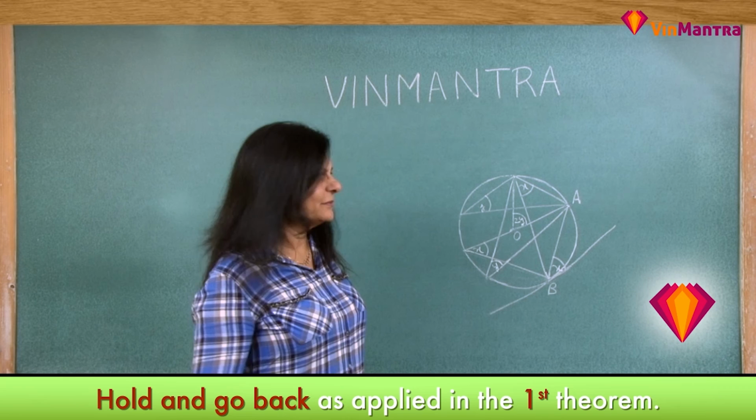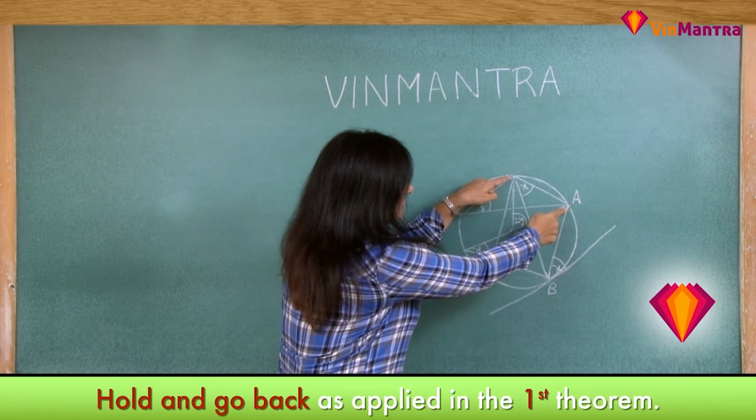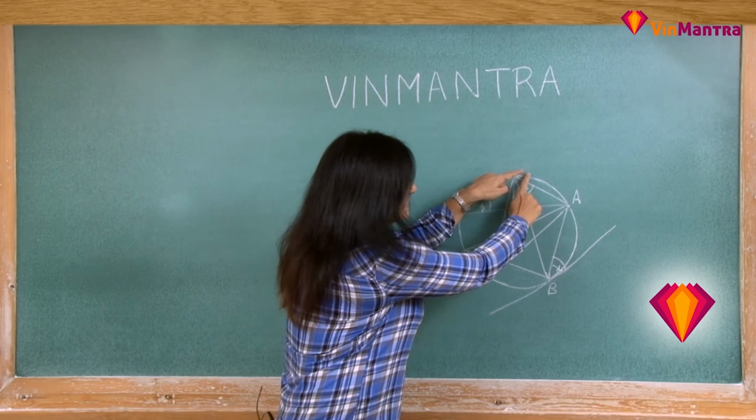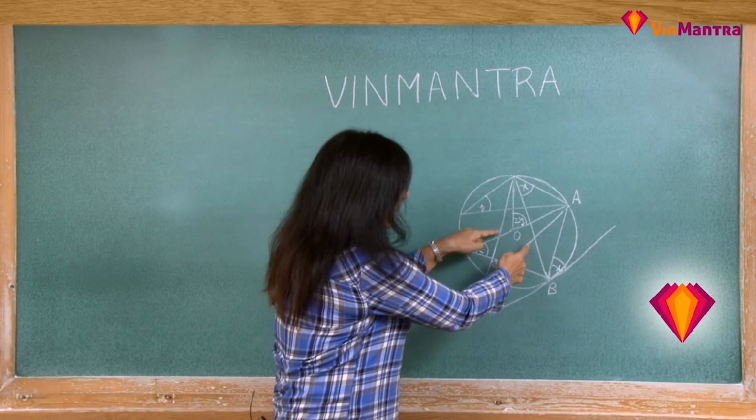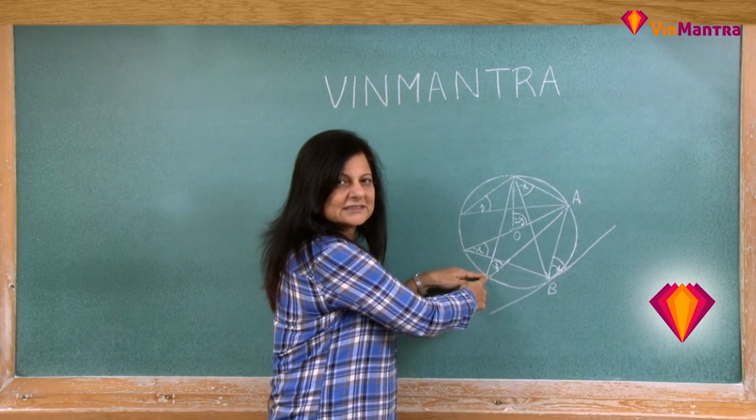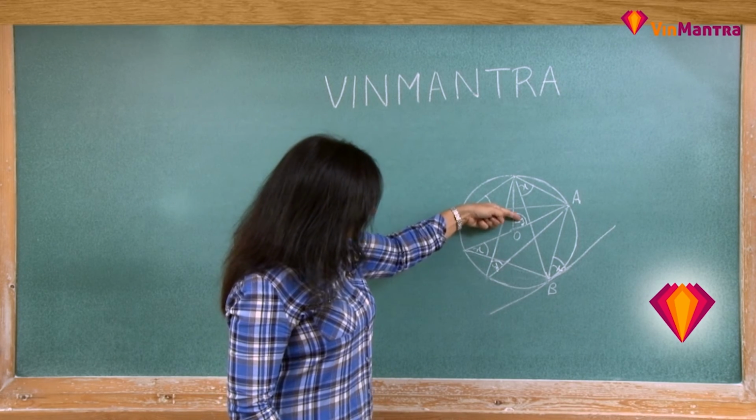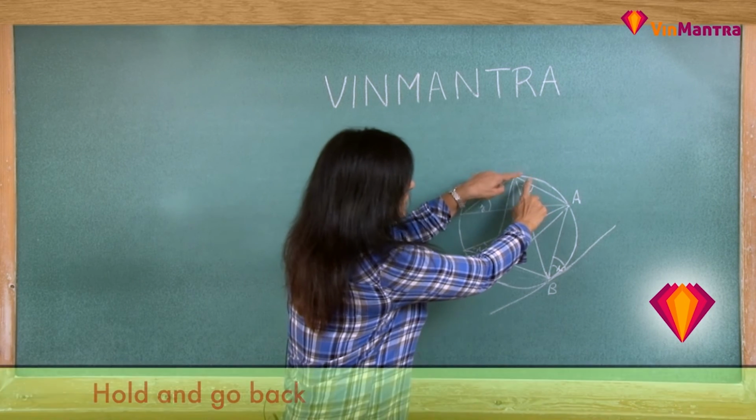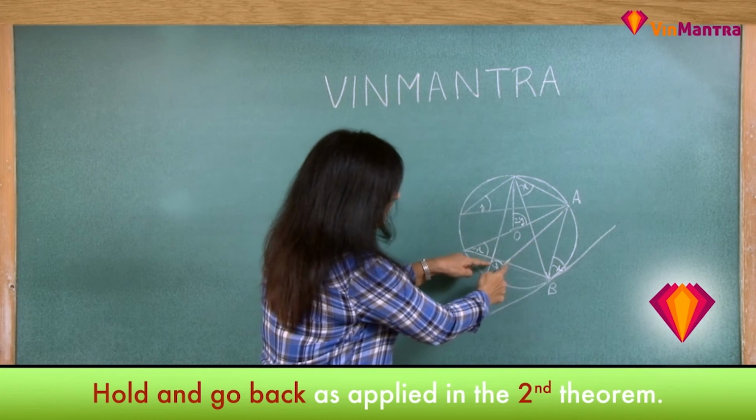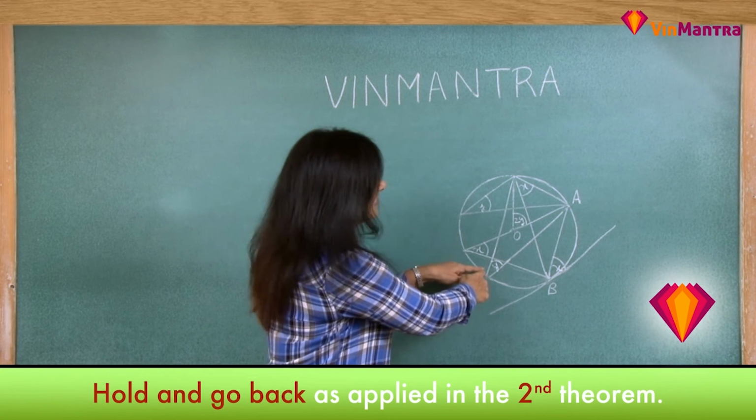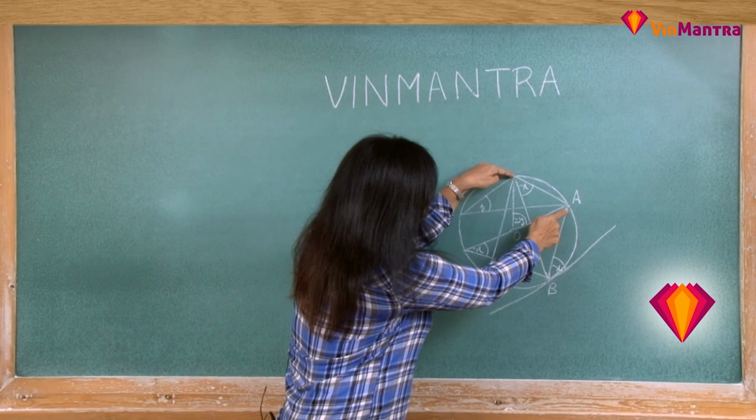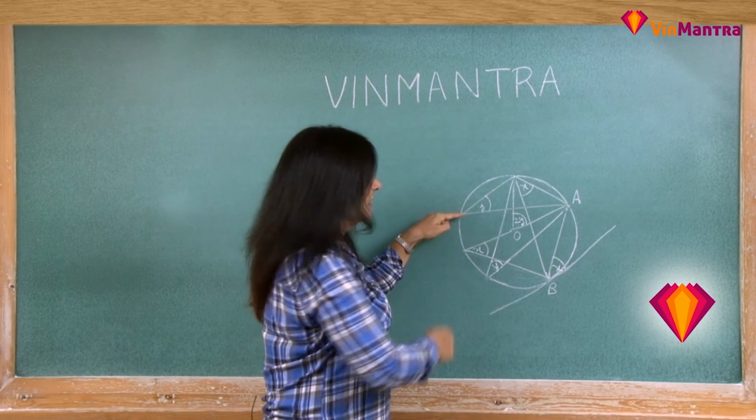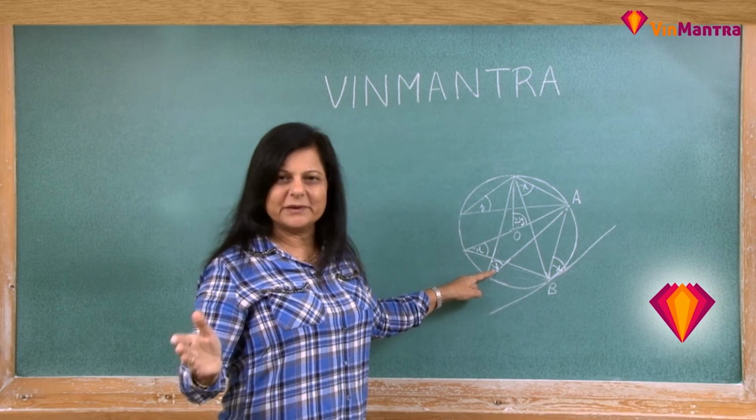For the first theorem, hold the arc and go back at the center. Hold the same arc and go back at the circumference. This angle is twice this one. For the second theorem, hold the arc, go back at the circumference. Hold the same arc and go back at another point on the circumference. Both these angles would be equal.